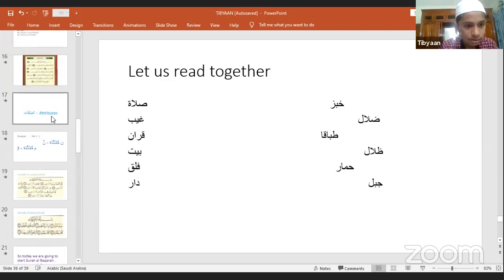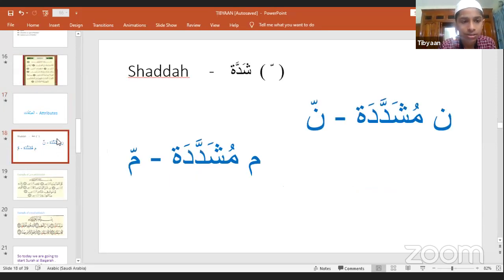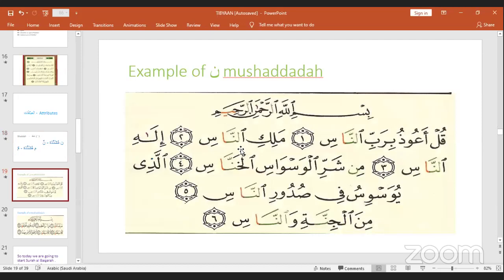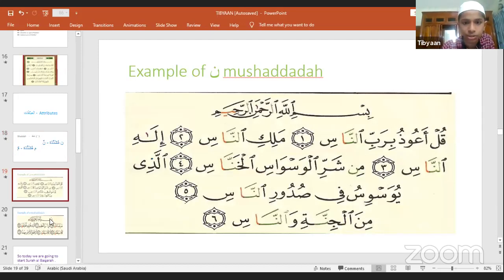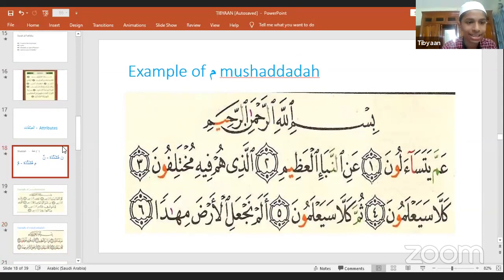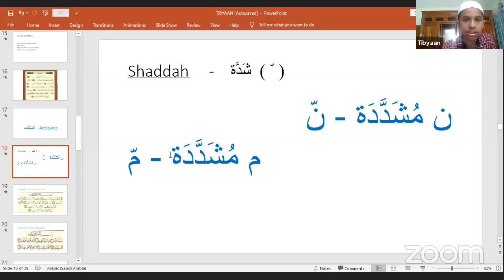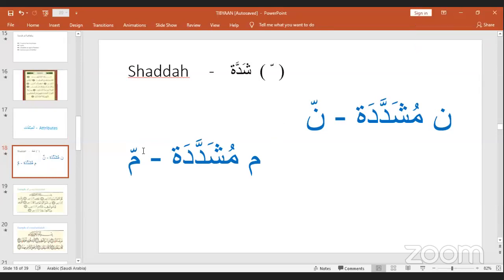We didn't write much on Noon Mushaddada actually. We just learned what Noon Mushaddada is, what Shadda is, and we looked at a lot of examples that day. Malikin Nas, Qul A'udhu bi Rabbin Nas, and other Mushaddada examples. Ayatasalun. Then we should do Kella here, we should not do Unna like that. We didn't write much down, only this much. Okay, carry on.